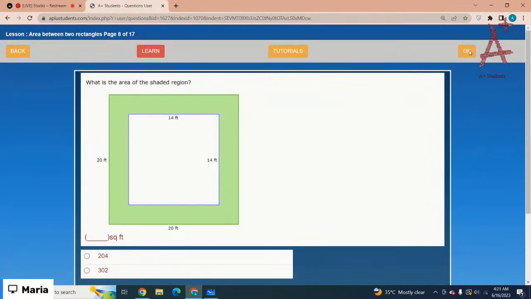Okay, the next one is what is the area of the shaded region? So which is the correct option? You have to do, for the inner one, 14 times 14, and 14 times 14 is 196. And then you have to do 20 times 20, that would be 400. So you have to do 400 minus 196, that would be 204. So the correct option is 204.